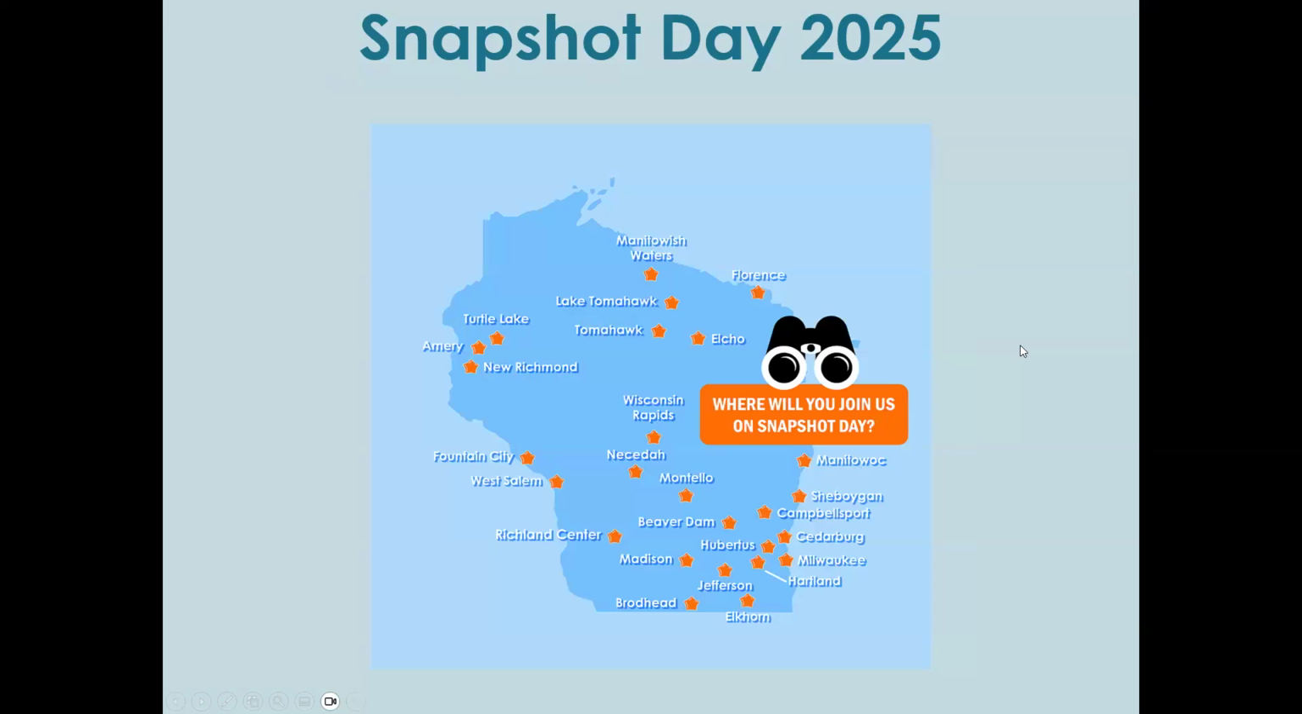And then I wanted to show you an image of where all of our Snapshot Day locations are in 2025. You're all signed up for locations already, but if you have friends and family across the state who might be interested in this event, let them know. We have really good coverage across the state. We have a lot of sites on the eastern, western, northern, central, southern, you name it in Wisconsin. We probably have a good Snapshot Day site for people to attend. And again, like I said, we have 25 locations this year for Snapshot Day.